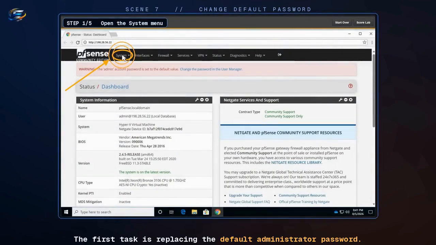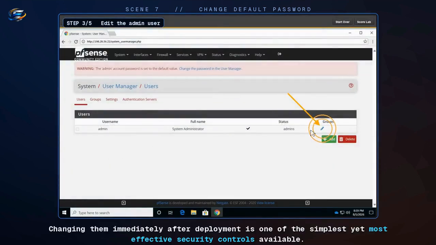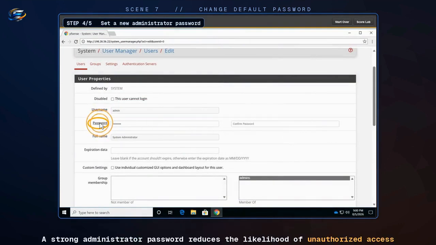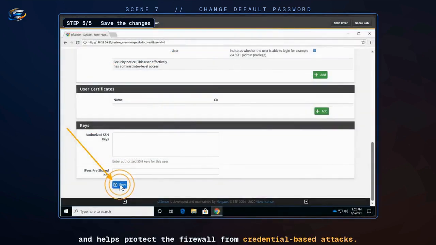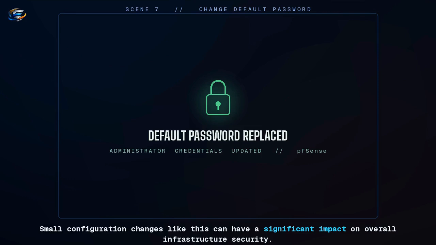The first task is replacing the default administrator password. Default credentials are widely documented and frequently targeted by automated attacks. Changing them immediately after deployment is one of the simplest yet most effective security controls available. A strong administrator password reduces the likelihood of unauthorized access and helps protect the firewall from credential-based attacks. Small configuration changes like this can have a significant impact on overall infrastructure security.